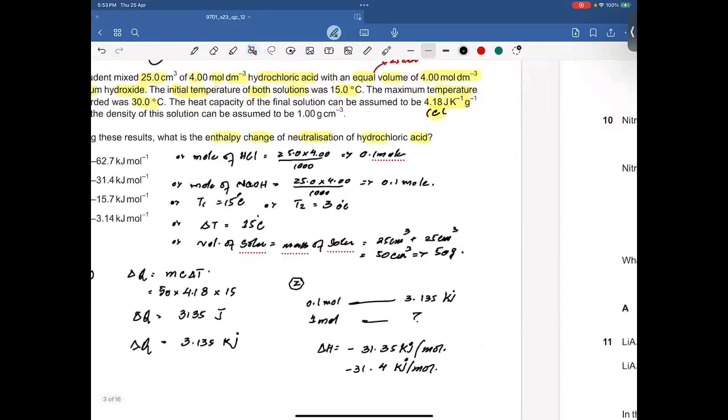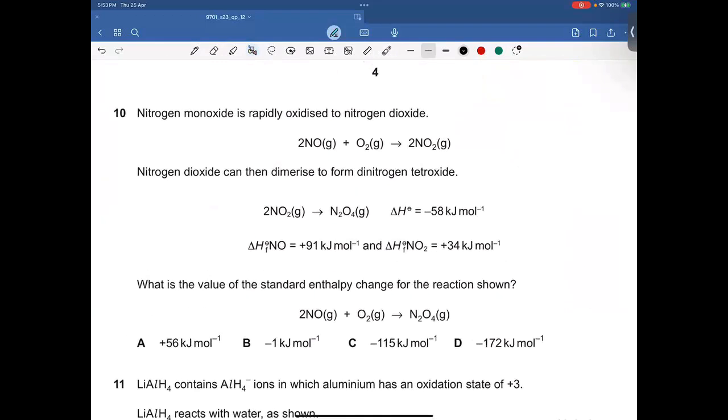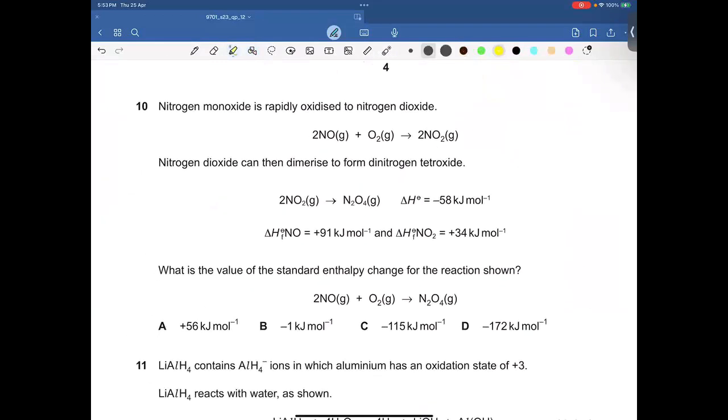Oh my goodness. Question number 10. Nitrogen monoxide is rapidly oxidized to nitrogen dioxide. Okay. The equation is given.